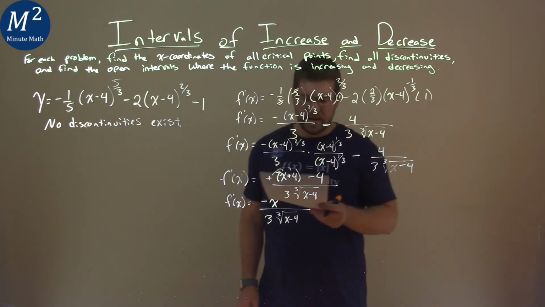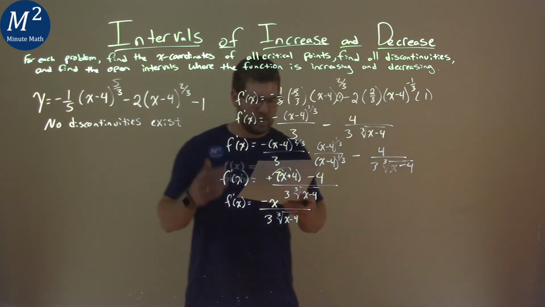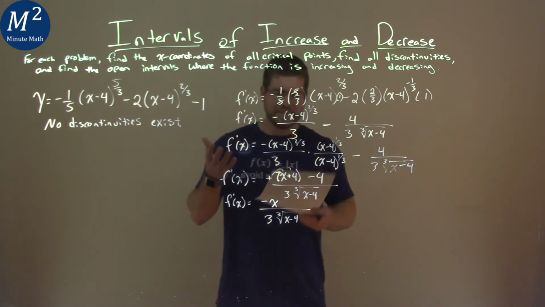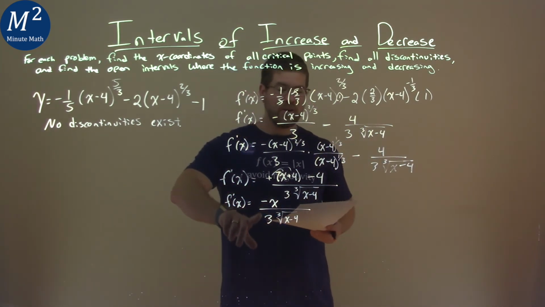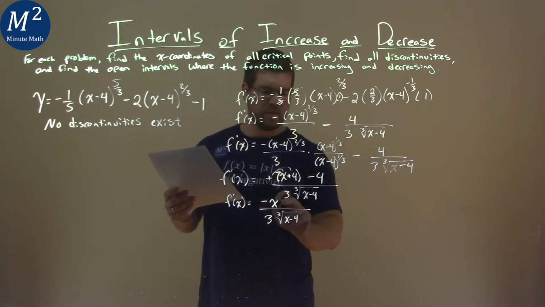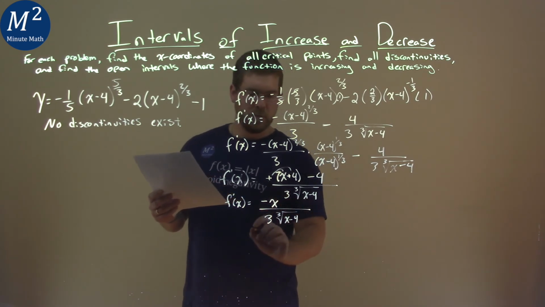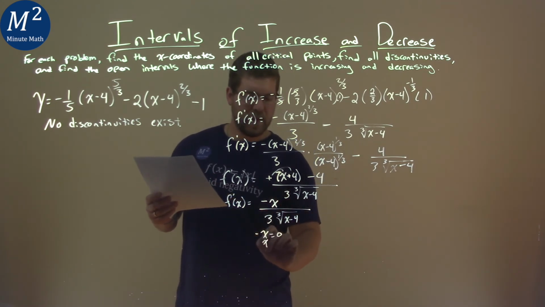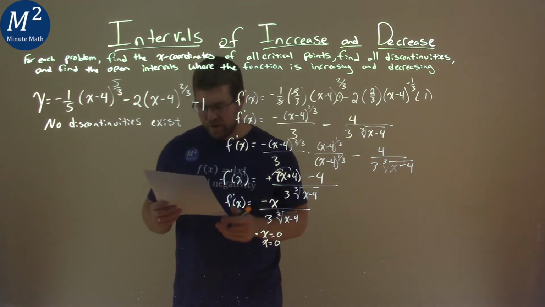Okay, we need to find our critical values here. So for the critical values, what we want to do is set really the numerator and denominator both equal to 0. Alright, we're going to set the whole function equal to 0, but in doing so, we care more about the numerator equal to 0. And so that first part, numerator, negative x equals 0, and that happens at x equals 0. We got one critical point.